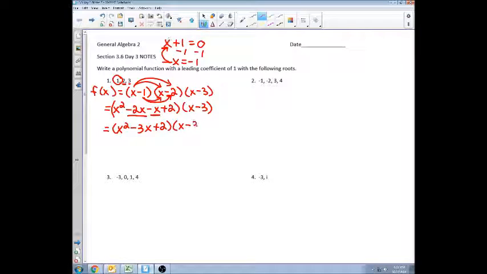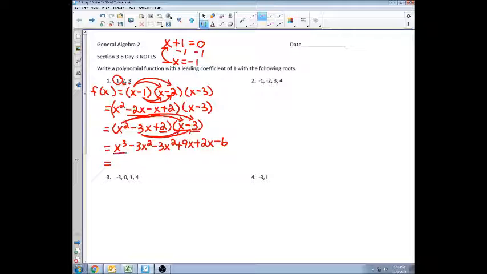times x minus 3. If I do distribution again, I'm going to end up with x to the third minus 3x squared. Then negative 3 times x would be negative 3x squared. Negative 3x times negative 3 would be positive 9x. Then I would have positive 2 times x, which is positive 2x, and positive 2 times negative 3, which is negative 6. The final step is just to combine like terms.